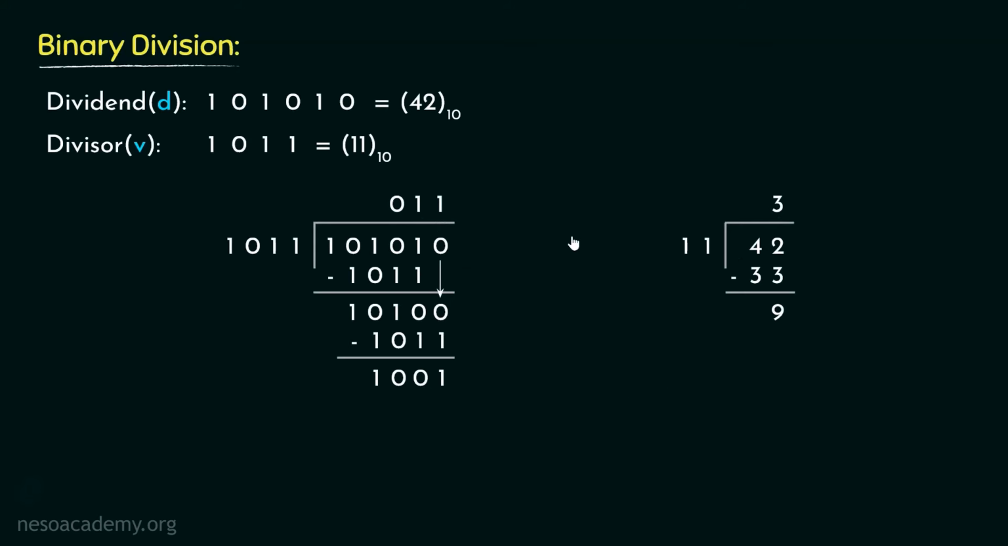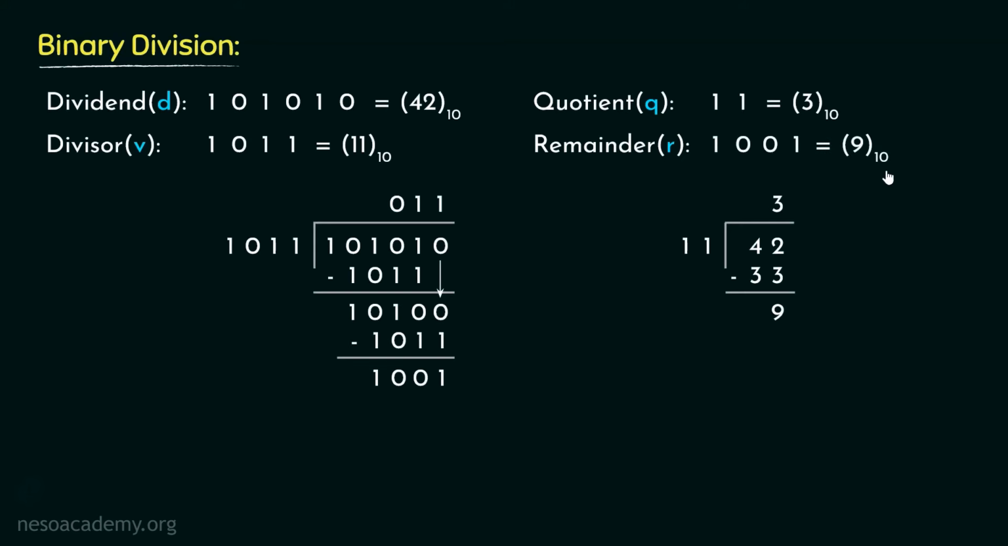So yes, if we divide the dividend 101010, that is 42, by the divisor 1011, that is 11, we are going to get the quotient, that is Q, as 11 or 3 in decimal, and the remainder we are going to obtain is 1001, that is 9 in case of decimal. So this is the binary division procedure, which is named the manual procedure or the paper and pencil method.